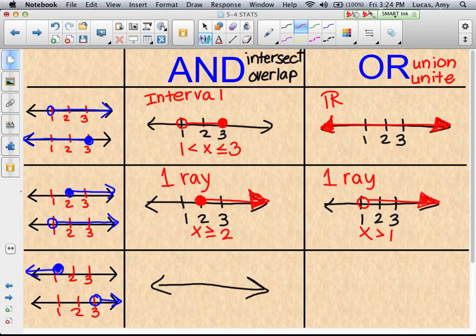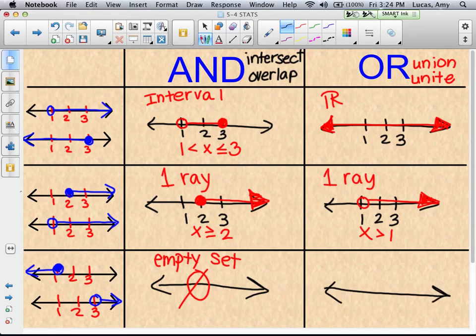They don't intersect. They don't overlap, so we said this was called an empty set. So, empty set. They do not have anything in common. There aren't any numbers that fit both of those requirements at the same time.